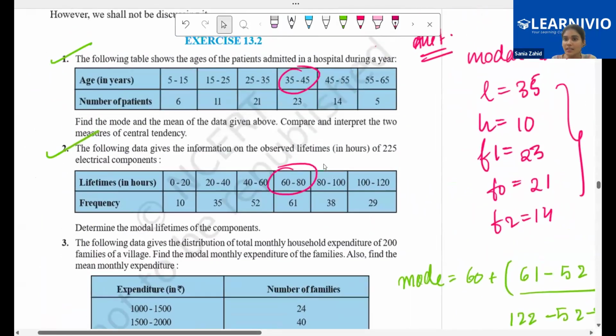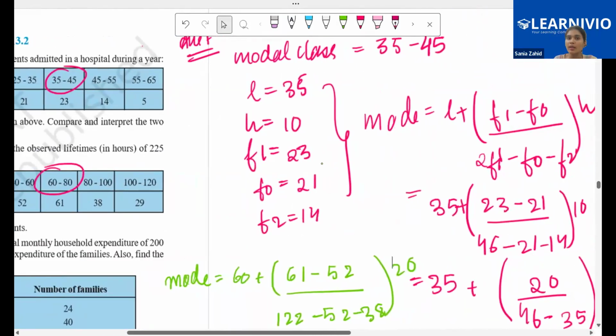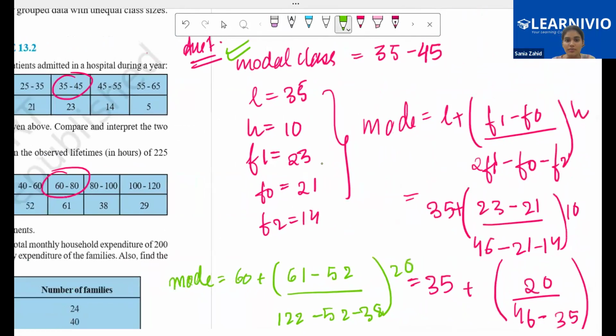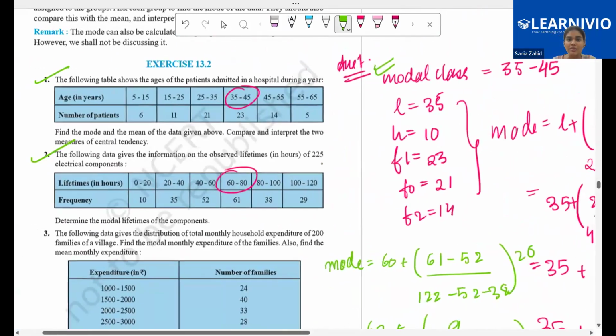And I would say that in these type of questions, first you make a column like this. Note down all the points. Write down the modal class, write down L, write down H, write down F1, F0, and F2. If you're practicing this, then quickly in your exam you can note down all of these things and then solve your answer. So make it a habit to practice it like this.